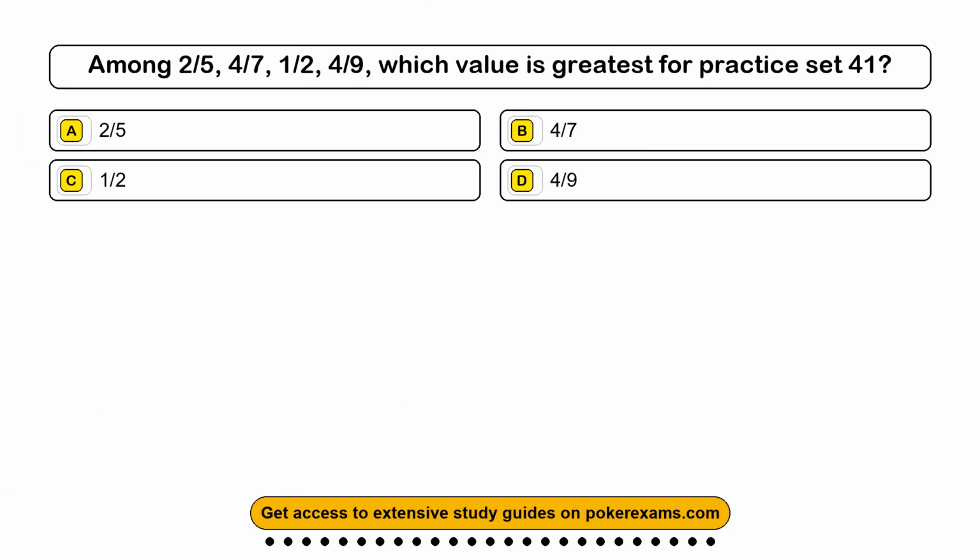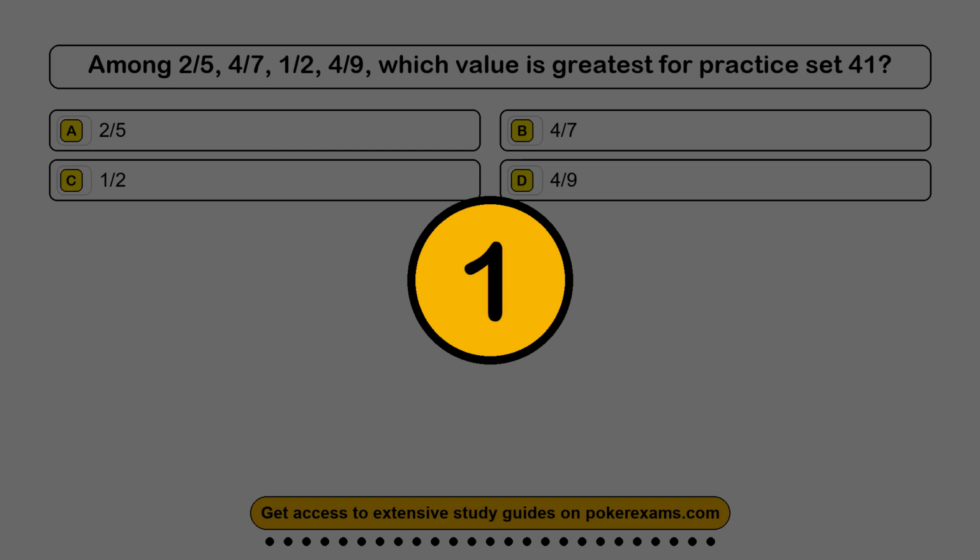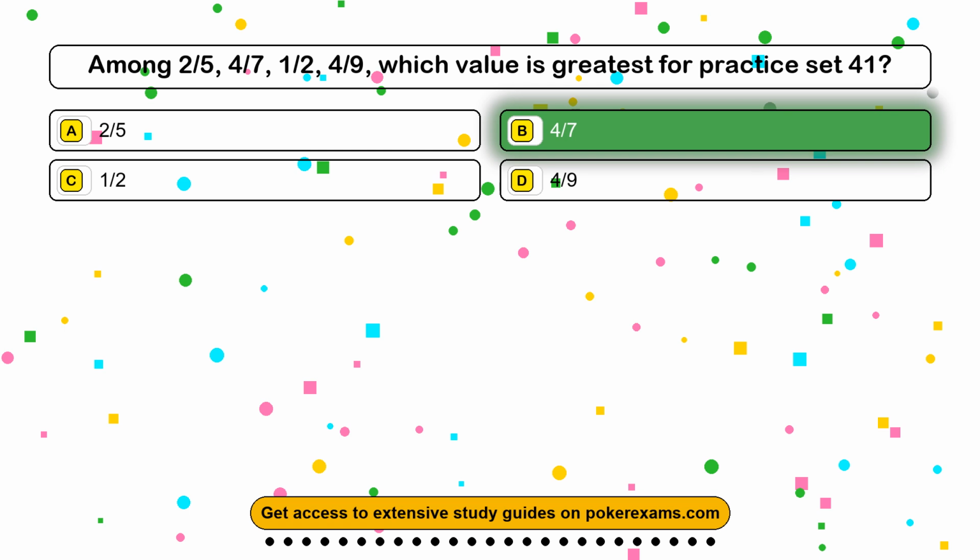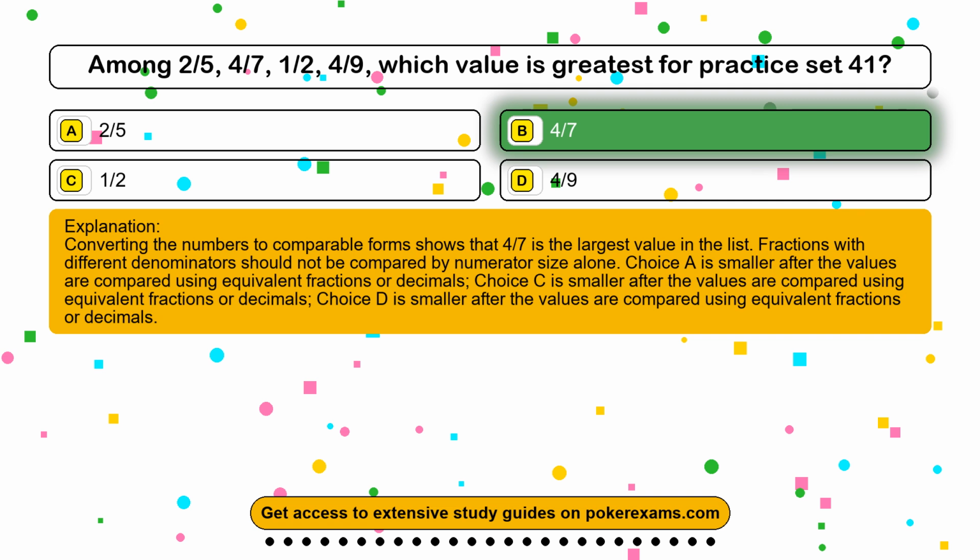Question 2. Among 2/5, 4/7, 1/2, 4/9, which value is greatest for practice set 41? Option A 2/5. Option B 4/7. Option C 1/2. Option D 4/9. The correct answer is option B, 4/7. Converting the numbers to comparable forms shows that 4/7 is the largest value in the list. Fractions with different denominators should not be compared by numerator size alone.